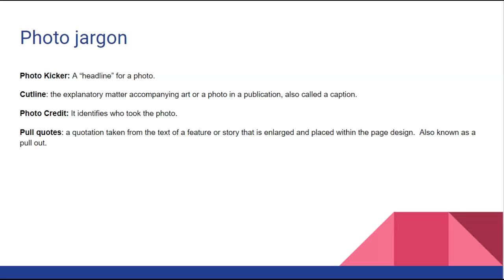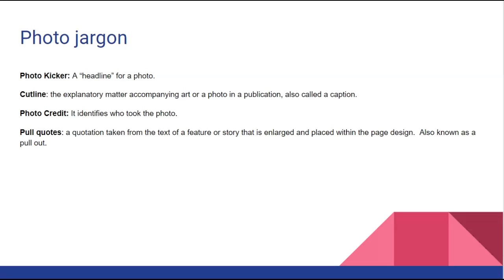You also have jargon for all the photo elements. There's a photo kicker, and a kicker really is just a fancy name for a headline for just a photo. If the photo's by itself, it may get a kicker. It doesn't necessarily have to. You should always have a cut line under every picture in a newspaper, and your newsletters count as newspapers. So basically, this is an explanation of why you're having the photo in the publication.